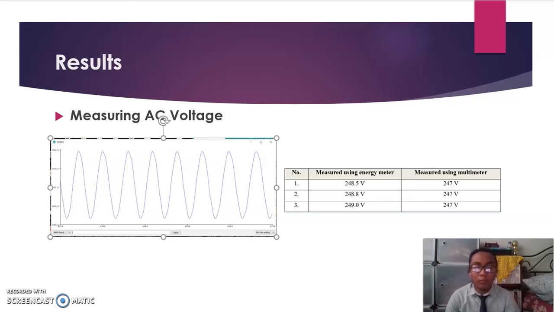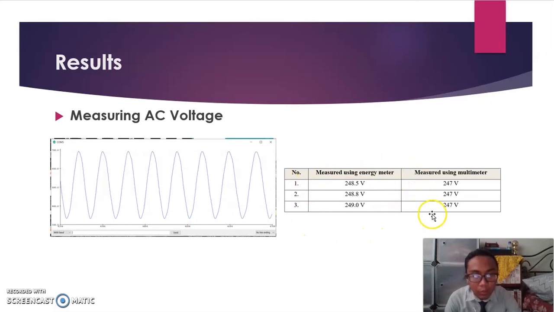Okay, next we'll be discussing the result after we have done the experiment on the energy meter. And this is the result for the AC voltage measurement. You can see from the figure that it shows the sine wave waveform. This is the waveform after we calibrated the ZMPT module. To calibrate the ZMPT module, we need to do it manually.